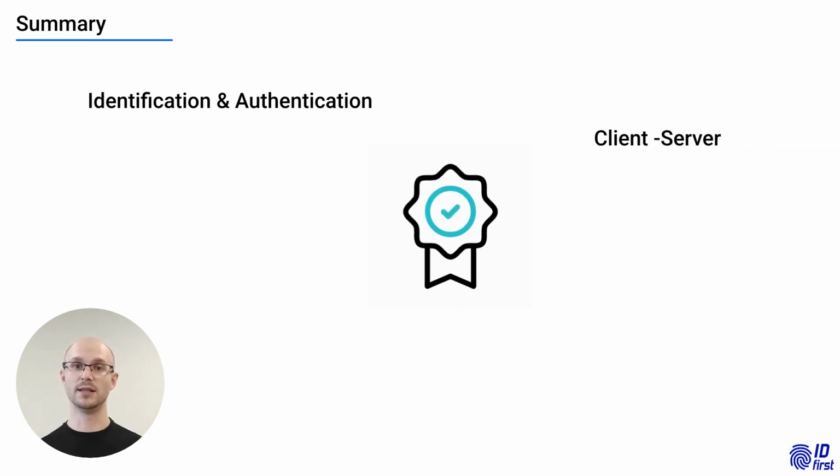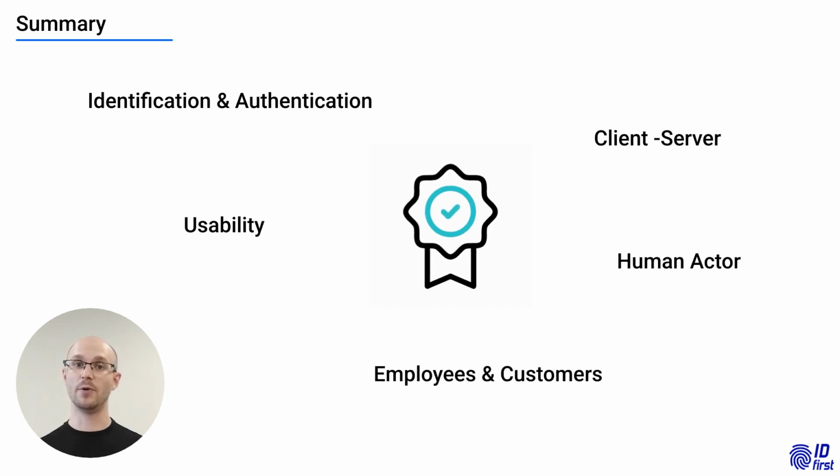Let's do a quick recap. First, we looked at identification and authentication using a phone call example. Then we went over how communication between clients and servers works. We also talked about how usability and security can look different depending on the type of user. Now, we're ready to dive into some popular authentication methods and the potential threats users might face.